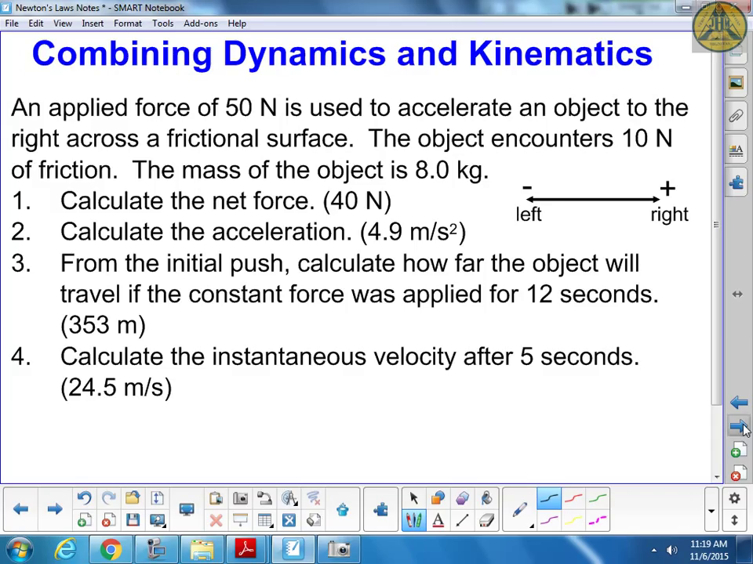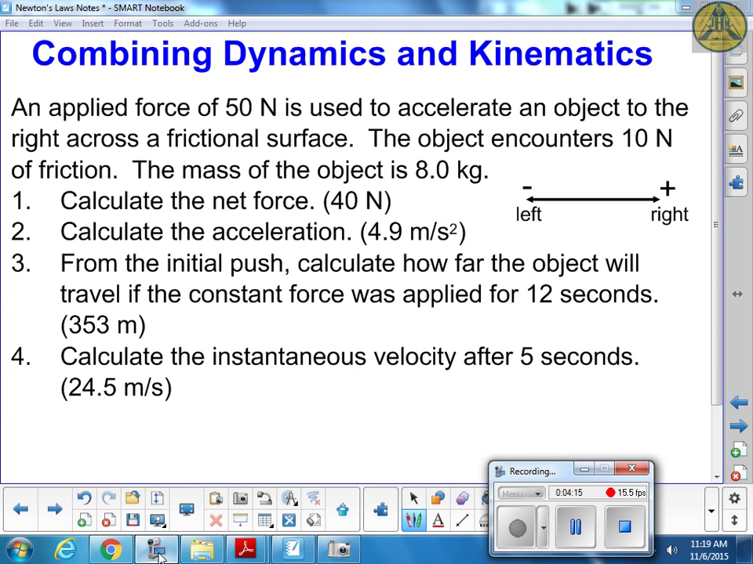Okay? So that's, again, part of the problem solving. All right, so please take a moment and jot this down, and we'll go through it. So the first problem we're looking at is combining dynamics, why an object is moving, and kinematics, analyzing how it is moving. Okay? And now you have to be careful with questions like this.